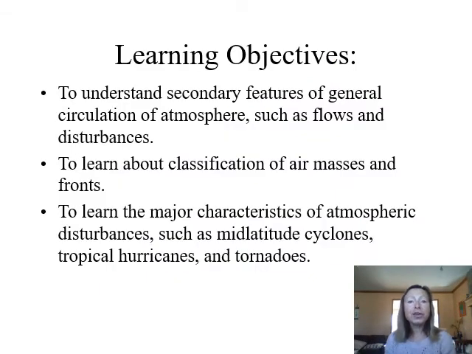This lecture has three learning objectives. First of all, to understand secondary features of general circulation of atmosphere, such as flows and disturbances. Second, we would learn about classification of air masses and fronts. And finally, we would learn the major characteristics of atmospheric disturbances such as mid-latitude cyclones, tropical hurricanes, and tornadoes.